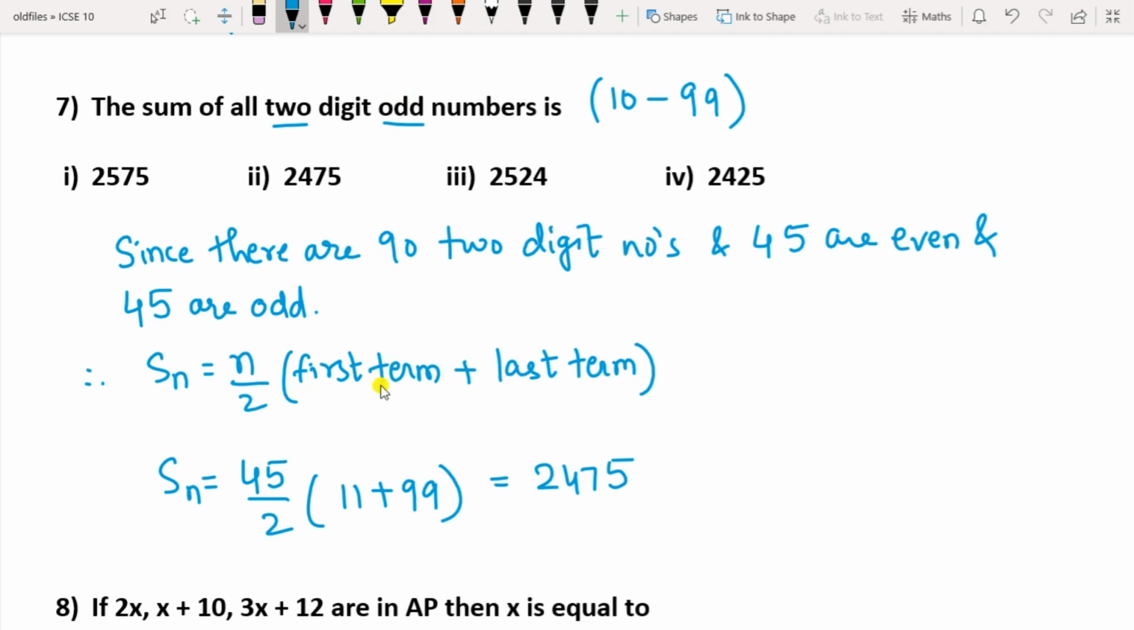First odd term of 2 digit is 11, sorry, the first term is 11, the last term is 99, and n is 45, and therefore Sn will be, if you solve this, you get 2475. So option 2 is the correct option.